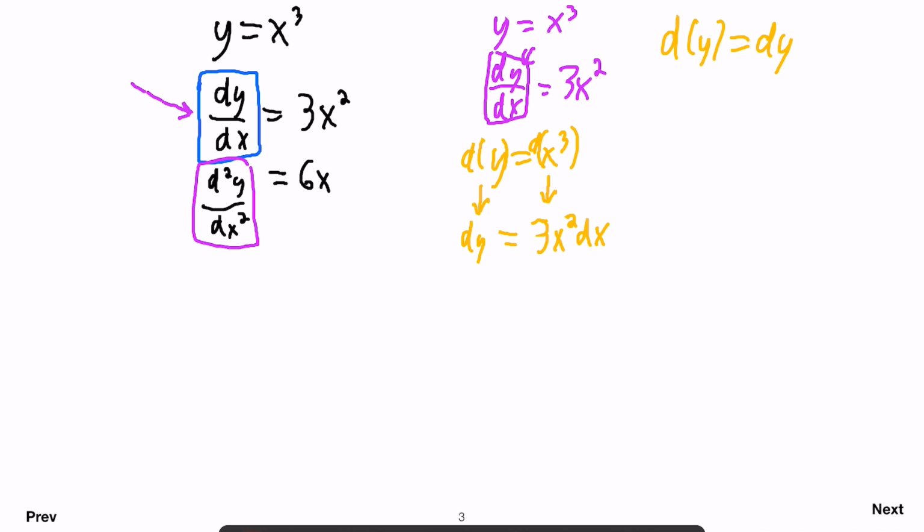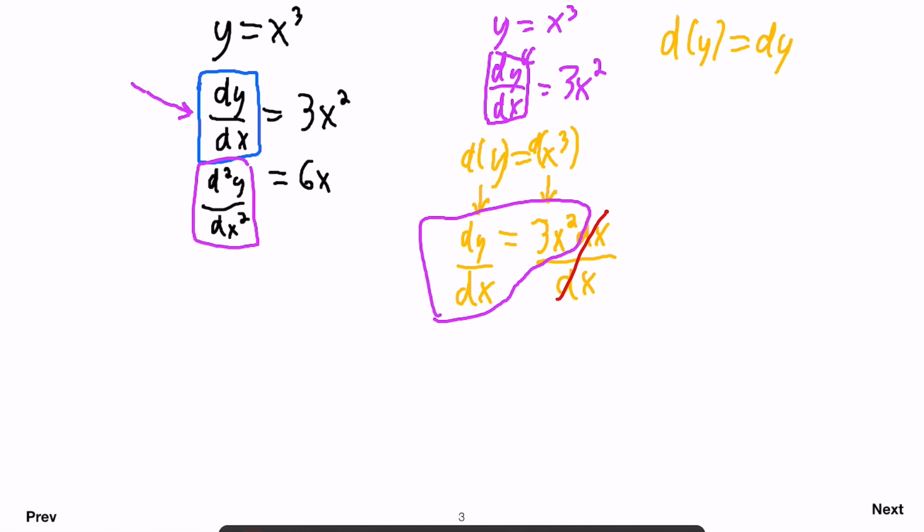So once you have differentials of everything, you can then solve for the derivative. In this case, to get the derivative, which is dy over dx, we divide both sides by dx, and these will cancel, leaving us dy over dx equals 3x squared.